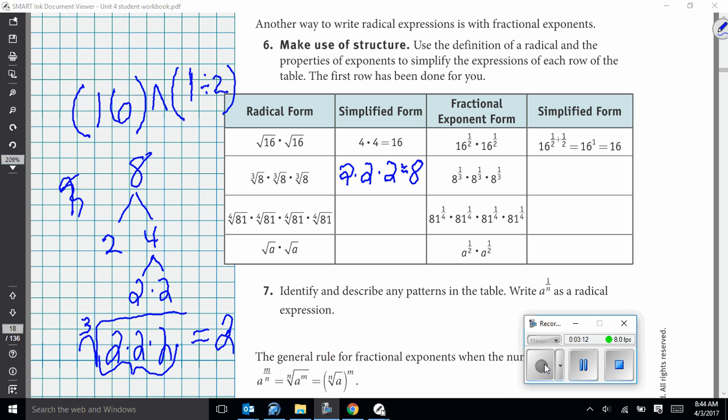Alright, 8 to the 1/3. If we input this into your calculator, what are you going to get? Hopefully we get 2, based on what we just did. But let's check on our calculator. And 2 times 2 times 2 is still 8, right?